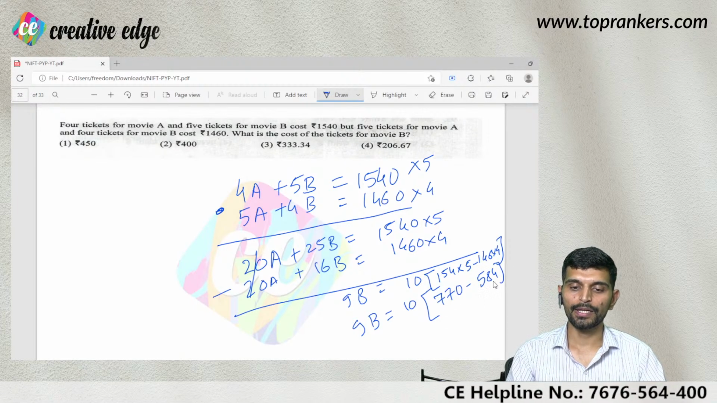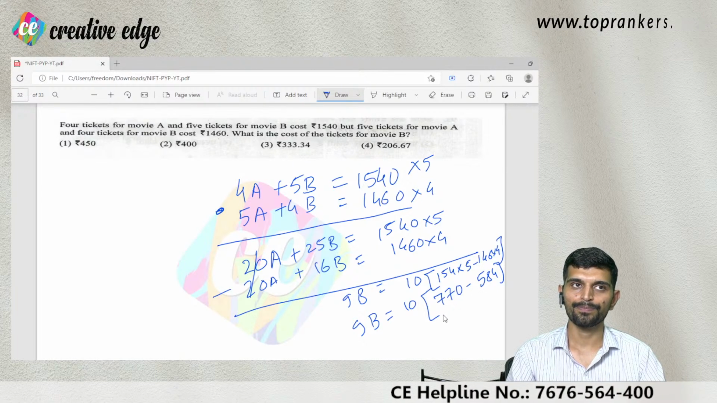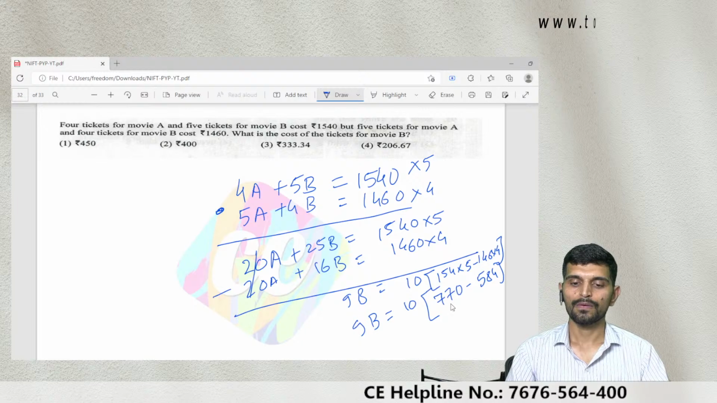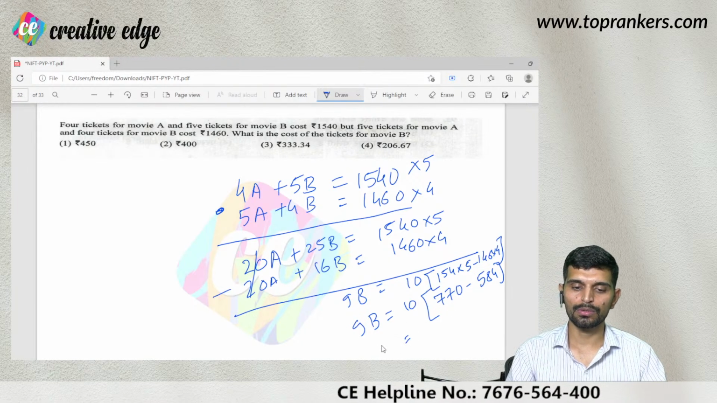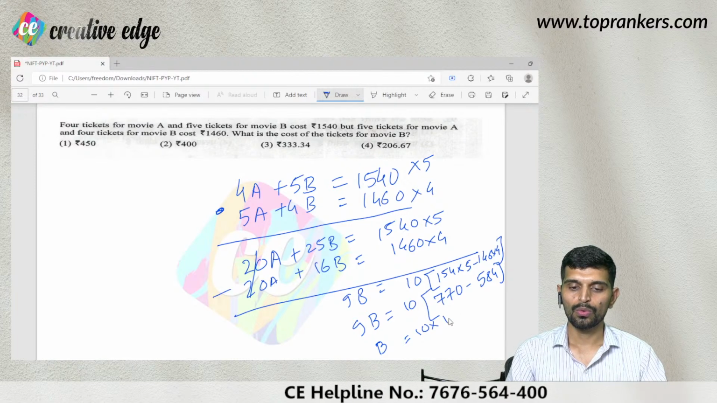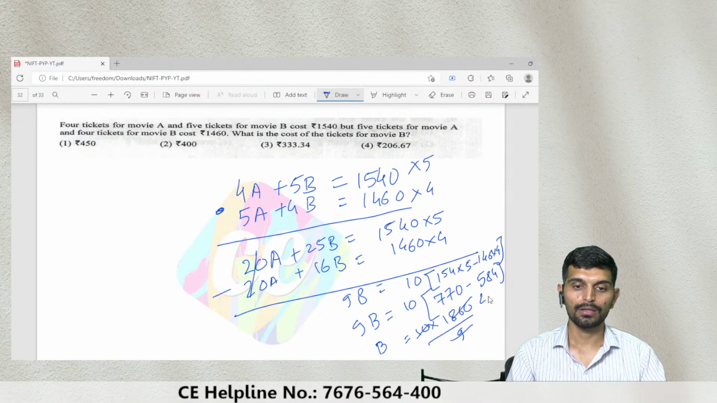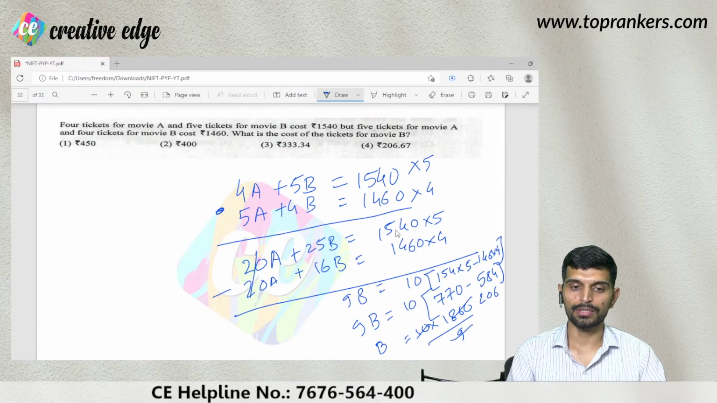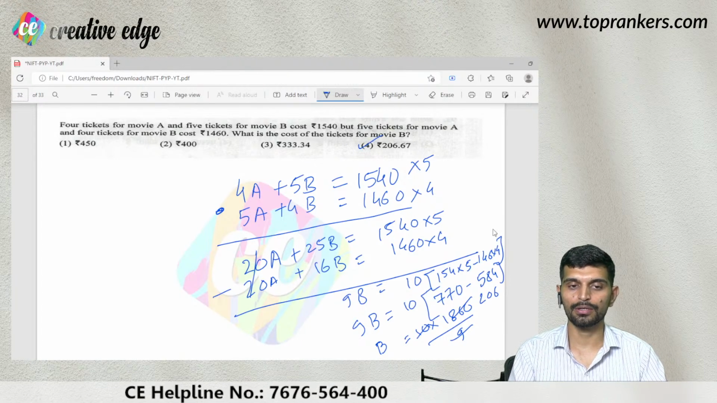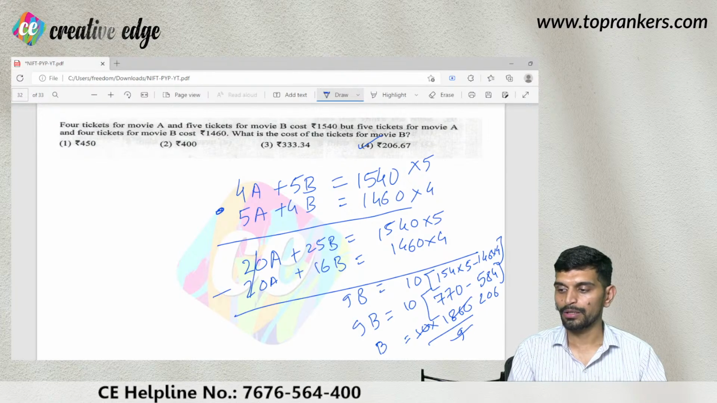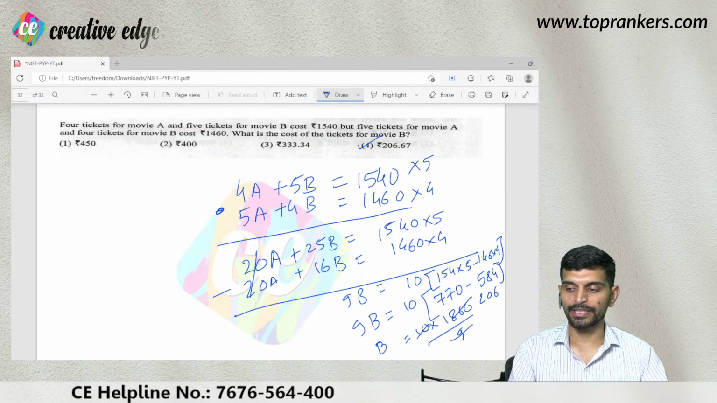So here 584 plus 16, 600, 170 plus 16, 186. So 9B, or B, is equal to 10 into 186 divided by 9, or 1860 divided by 9. 9 into 18, 0, 6. So 206, only option fourth, right? So that completes our session.